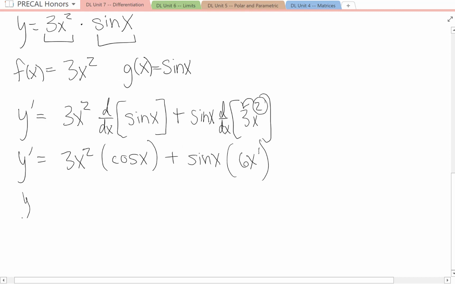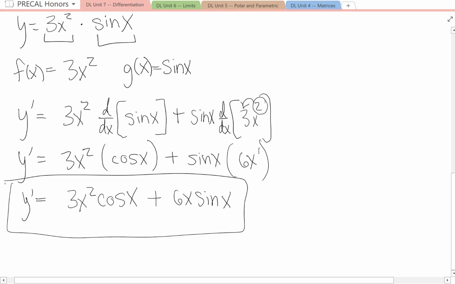So our next step is just to do some algebra to clean it up. So this would be 3x squared cosine x. Put the 6x as the coefficient for sine x, so 6x sine x. No like terms or anything, and that's the derivative using the product rule.